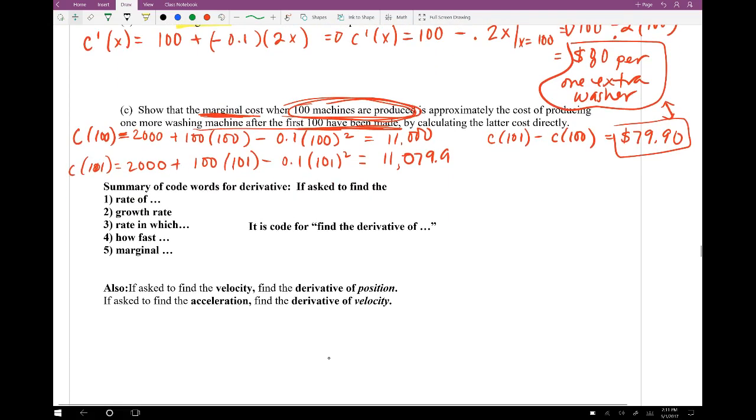Okay, let's do a summary, and then this is the end of 4.5. Summary of code words for derivative. The word derivative is so important. If I ask you to find the rate of, not the average rate, the growth rate, rate in which, how fast, marginal, definitely marginal, and the velocity. The velocity is the derivative of position, acceleration is the derivative of velocity. So all of these are using the word derivative.